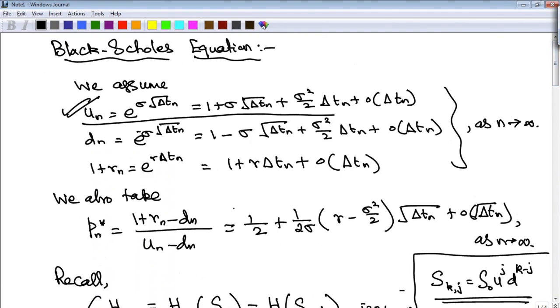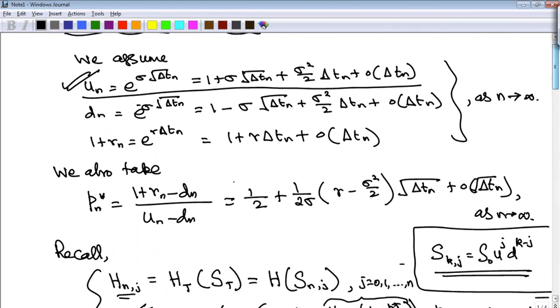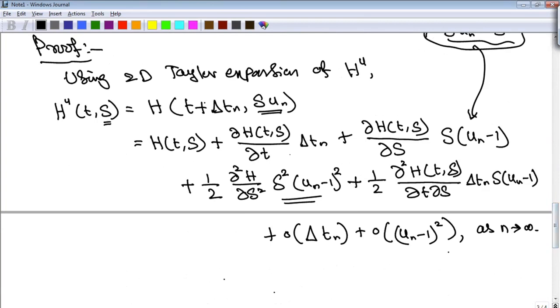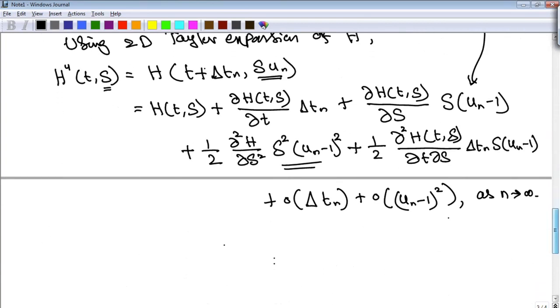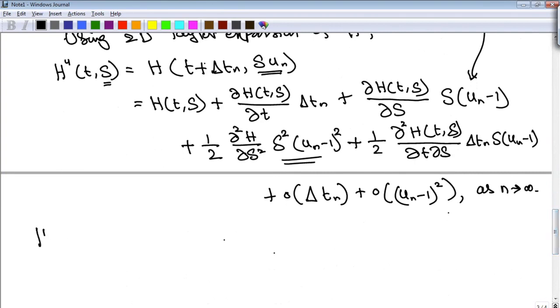We have assumed this, right? So we will use this expression in the place of un. So now I will drop the arguments just for the notational convenience. Hu of t comma s, I will not write, just hu, and this h I will bring to the left hand side and write like this, is equal to the right hand side.